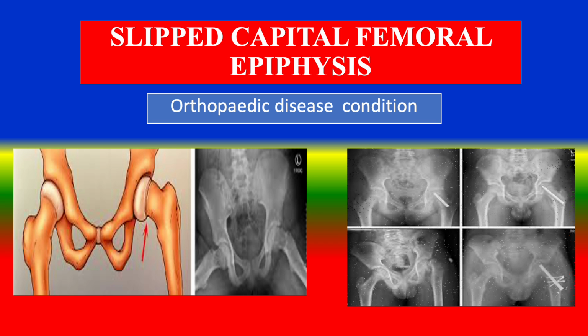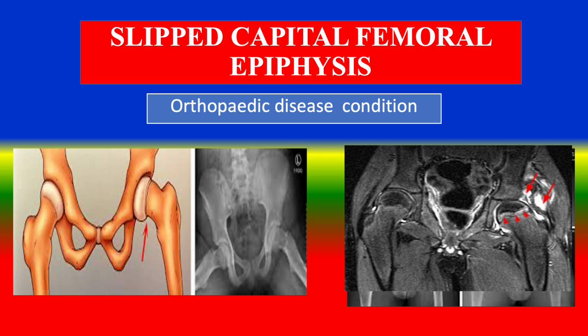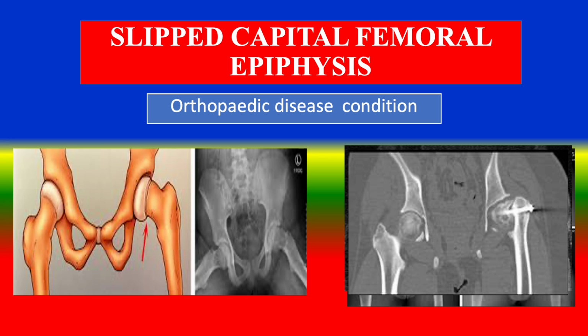Look at this. Then MRI detects early or pre-slip cases. Then CT scan. Look at this. Use if complex anatomy or surgical planning is needed.